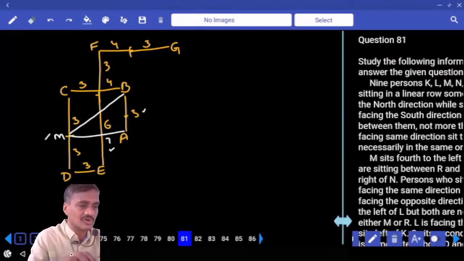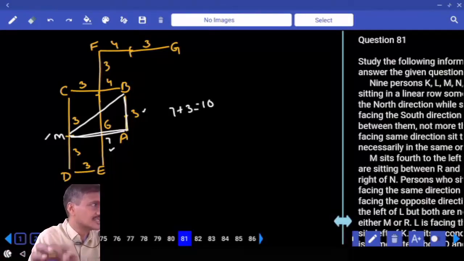Then what is the total distance? Now this is 7 and this is 3. 7 plus 3 is 10 meters. But in general, distance is nothing but the shortest distance between these two. You should always take the shortest distance.